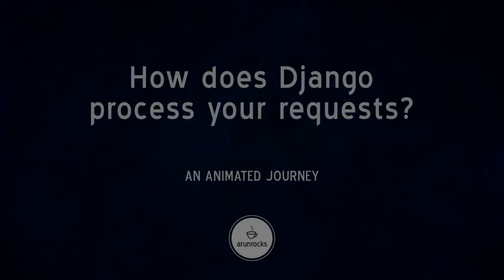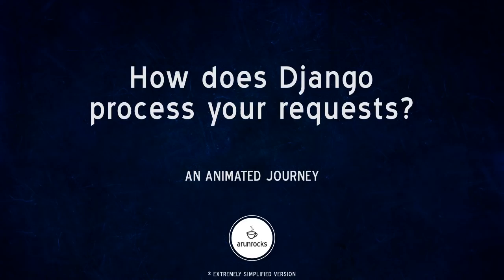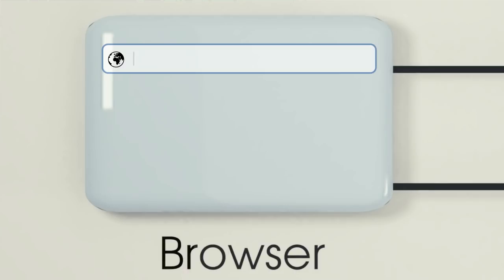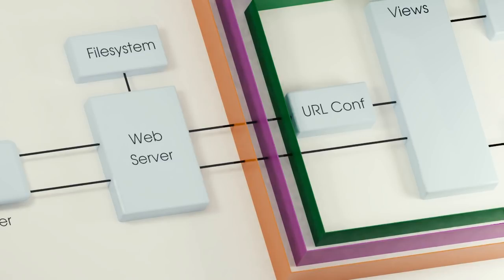How does Django process your requests? Let's follow the journey of a web request. You enter the name of a website powered by Django into your browser. The browser sends the request, essentially a string of bytes, to your web server like Nginx.